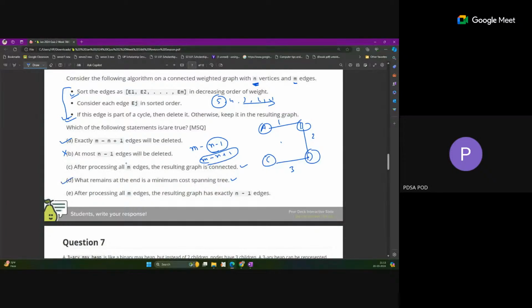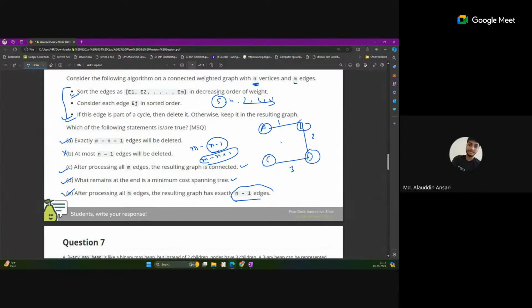After processing all m edges, the resulting graph has exactly n minus 1 edges. So this is also correct. We have already seen this. So this is also true. So only B is incorrect. So why is B incorrect? Because here we have only 3 edges and total vertices is 4. So 4 minus 1 will be 3, no?